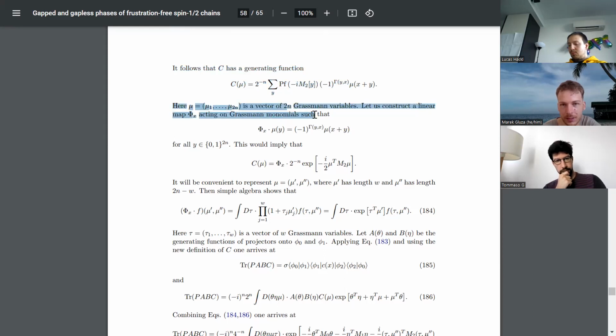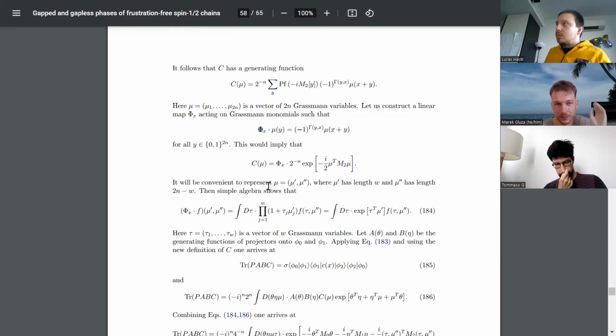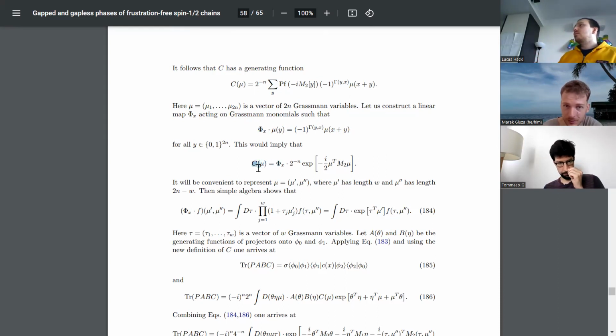So here is a vector of Grassmann variables. It's just this. Construct a linear map acting on Grassmann monomials such that if you apply this to a string, you will apply this and shift by this index X. So this is a Grassmann representation of multiplying in that vector. And there is a more formally complete way of writing it, but anyway, C mu is just applying this map phi X to this stuff here, and then they do all those computations here and represent this. Basically, this is a map.